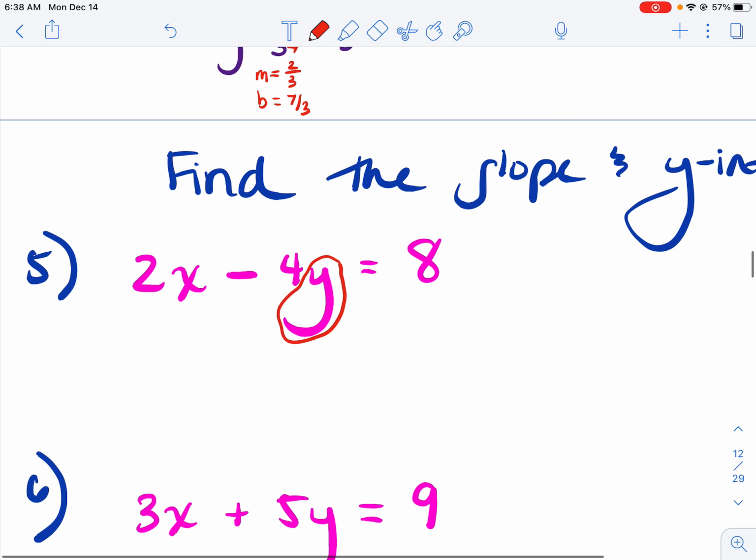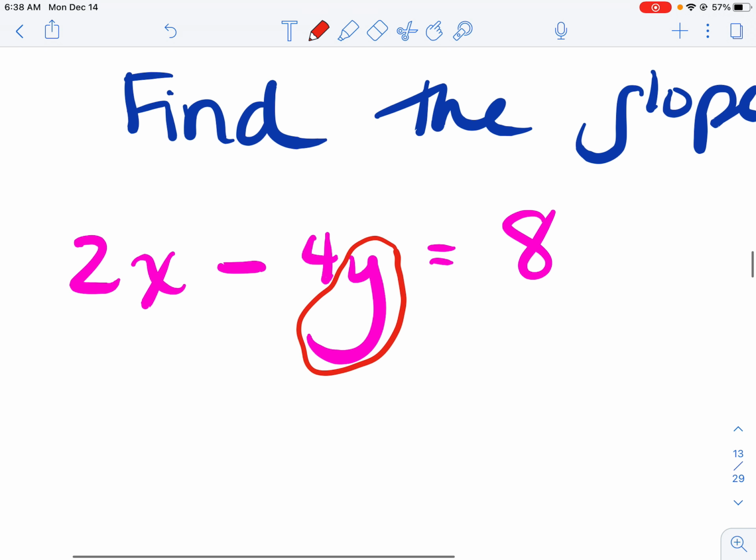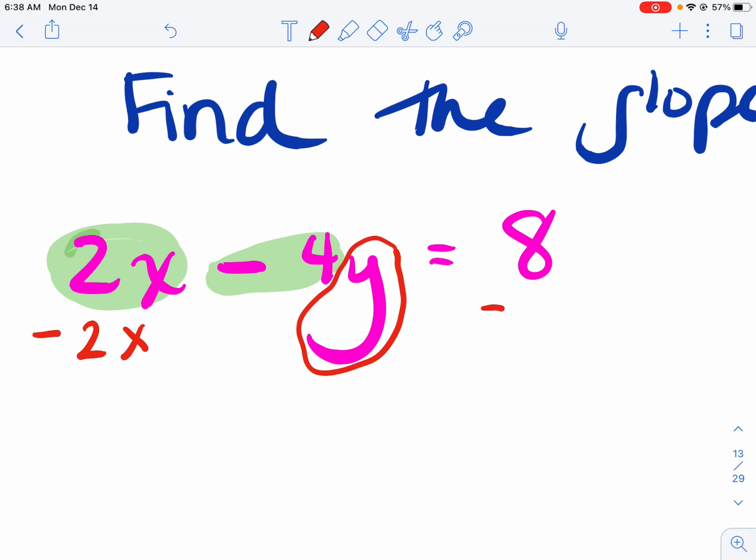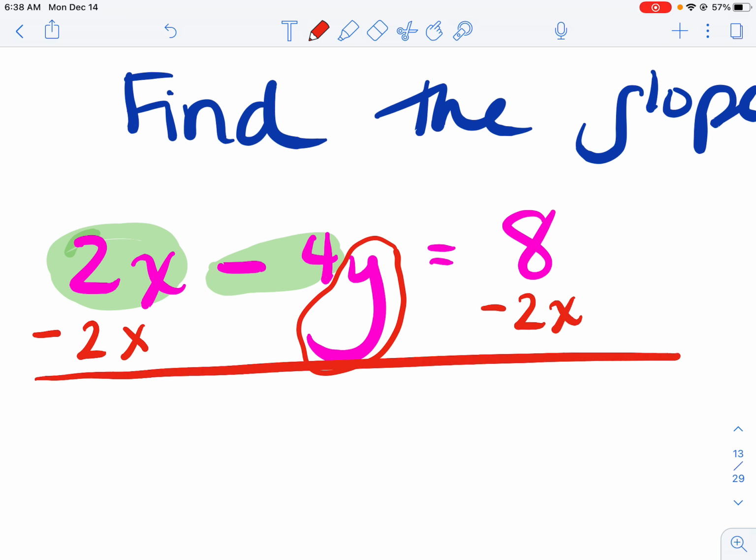All right, so we're going to get y by itself. Now we have not 1 step, but 2. We've got to get rid of this 2x, and we've got to get rid of this, not just 4, but -4. First things first, let's move over the 2x. In order to move it over, I can't just move it any way we want, we have to subtract. So we're left with -4y equals -2x plus 8.